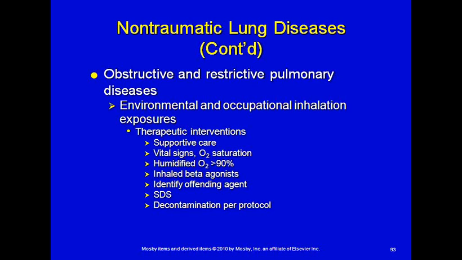If they're wheezing, an inhaled beta agonist might be appropriate. You want to identify what the agent or chemical was, perhaps even request or look up the safety data sheet on that particular chemical. And then if the patient's body was exposed to it and they got it trapped between their clothing, or if it was in liquid form and it's all over their clothing, or in powder form, then you might have to provide decontamination.